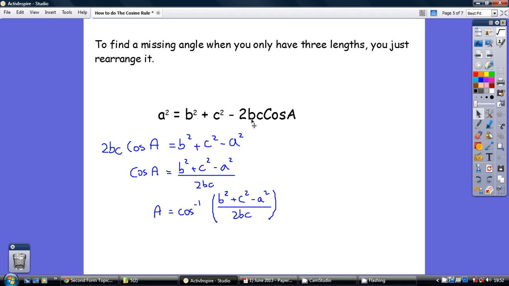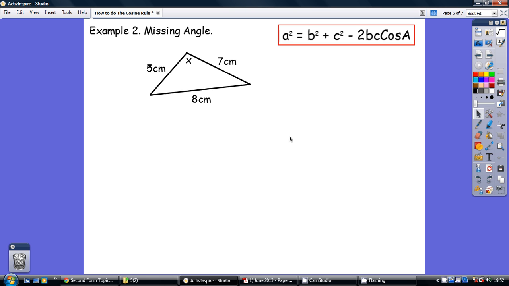So I've added 2bc cos A to both sides and taken away A squared to get us this. I've then divided through by 2bc. I've then inversed cos. So that is basically the rearranged formula. You do have to make sure you can do that. That's the hardest bit of this type of question. So bearing that in mind, have a go at this question. So start off by doing that rearranging and then answer this question.